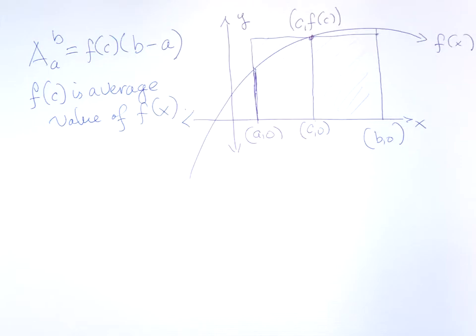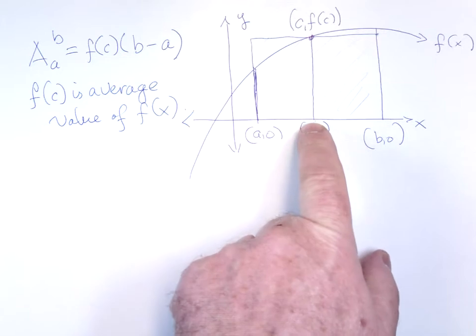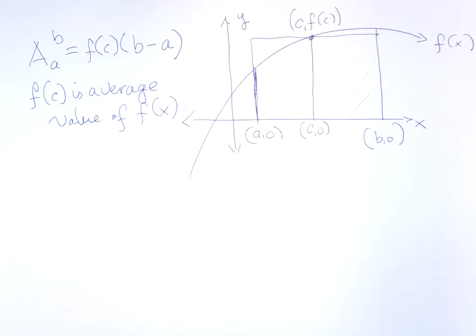What I'm saying is that where c is, that is where we're looking for the mean value. We're looking for where that c would be, and that is called the average value. Okay, let's take a look at this.